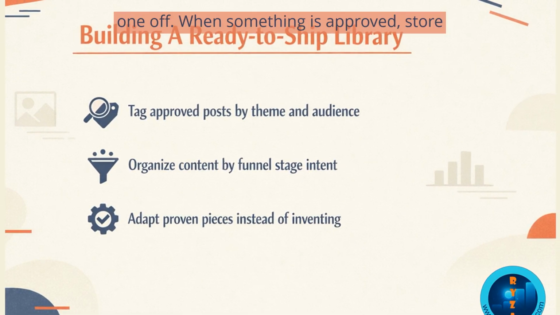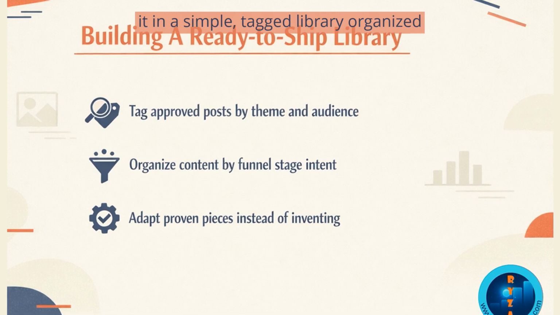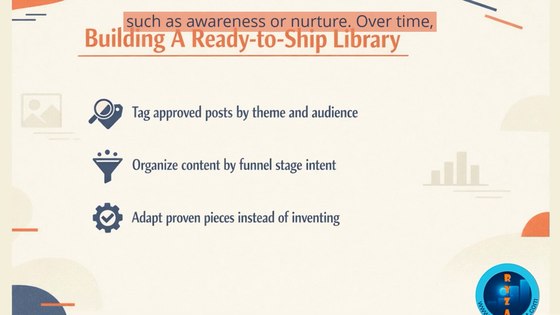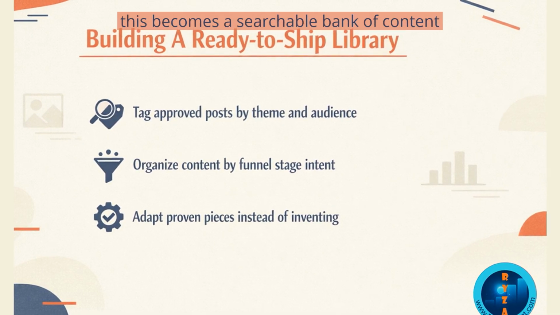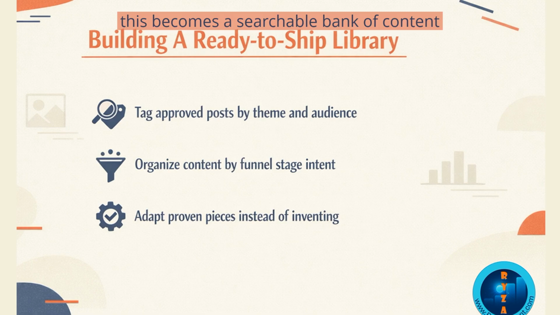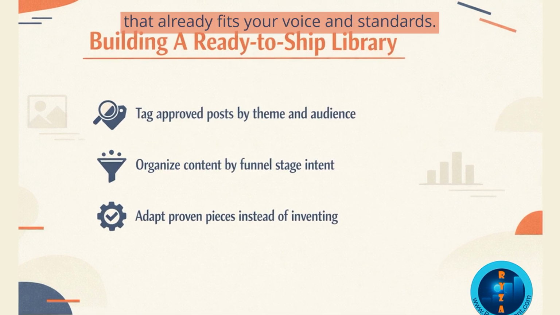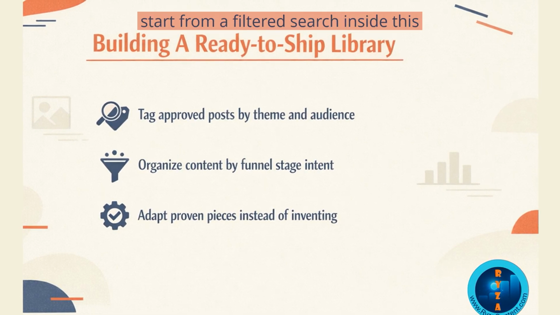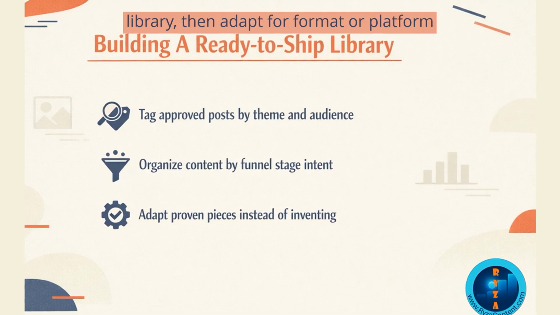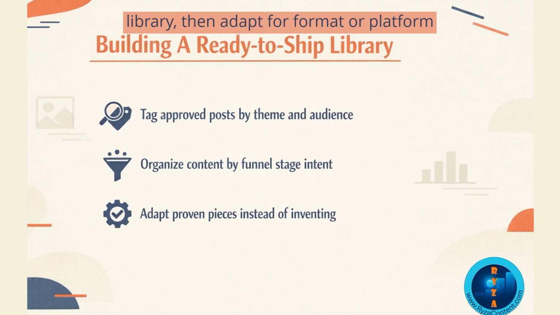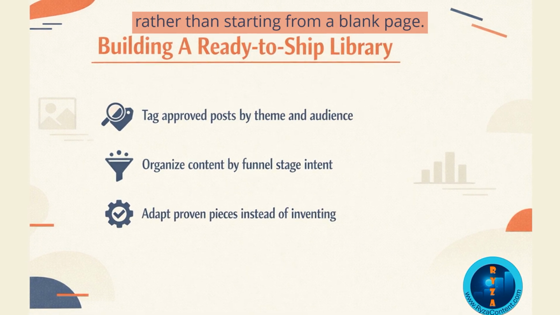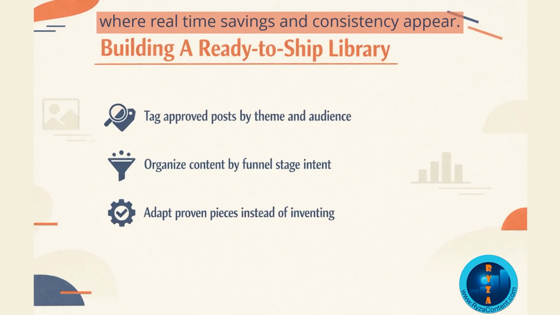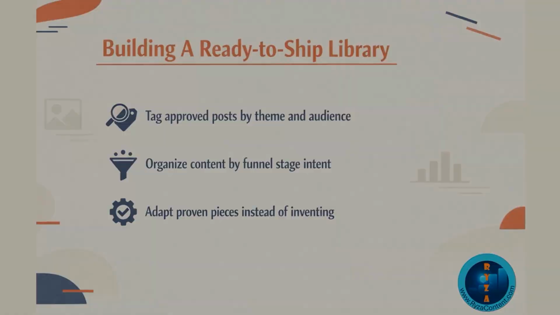The fourth lever is to treat every approved post as an asset, not a one-off. When something is approved, store it in a simple, tagged library organized by theme, audience segment, and funnel stage, such as awareness or nurture. Over time, this becomes a searchable bank of content that already fits your voice and standards. Next time you need a post, you start from a filtered search inside this library. Then adapt for format or platform rather than starting from a blank page. This approach compounds your effort and is where real-time savings and consistency appear.